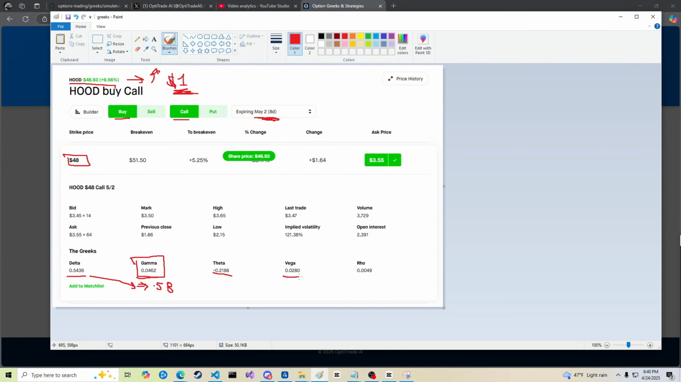Vega, this is talking about the implied volatility, right? So every point that this moves, it's going to basically have a 2 cent move on the actual underlying contract, which is what we're looking at. So it would either go up 2 cents or down 2 cents. You can see that implied volatility is currently really high. We are very close to earnings. I believe earnings is in about 5 days. And so you can see that implied volatility is quite high.